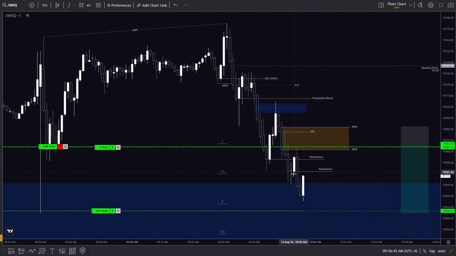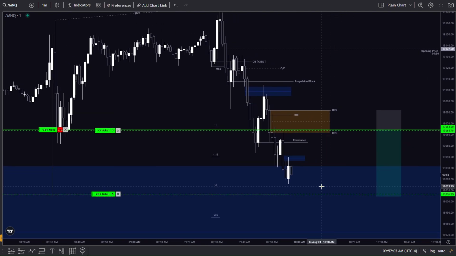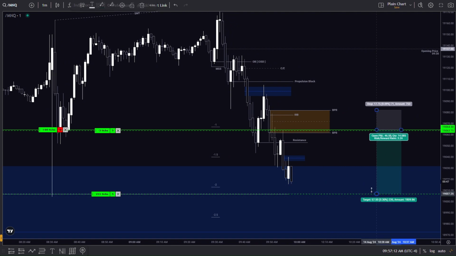So now we're tapping back into this fair value gap here. And this is going to be a 3.2 RR trade.